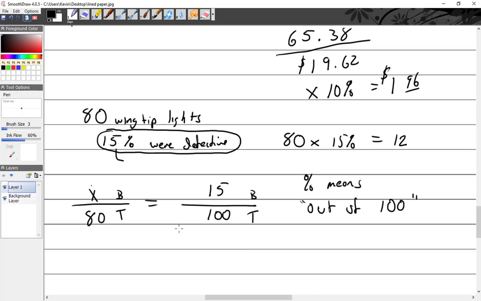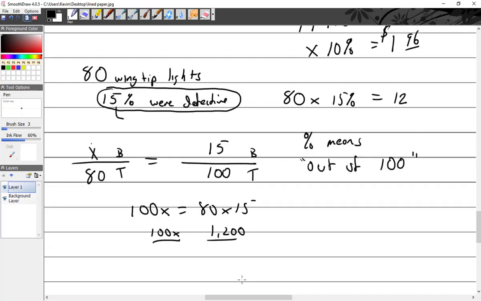So it's 100x equals 80 times 15. 80 times 15 equals 1,200. I have 100x, so divide both sides by 100. And that means that x equals 12. 12 bad lights. Ooh, look at that. I saw that number before.